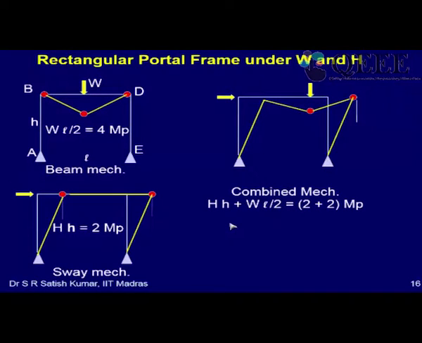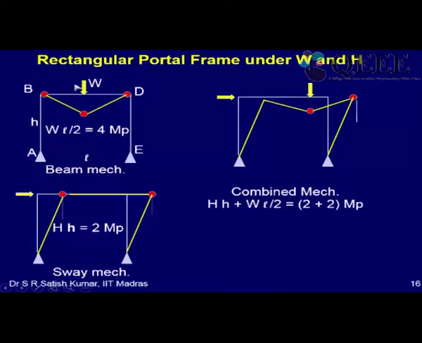There's another question: explain lower bound and upper bound theorem. I didn't want to touch upon this because they are generally explained in most textbooks. Basically, the mechanism method gives you, I think, a lower bound on the plastic collapse load, because you might have chosen the wrong mechanism, right? But if you choose the correct mechanism, like we saw in the case, for example, of the rectangular portal frame under W and H.